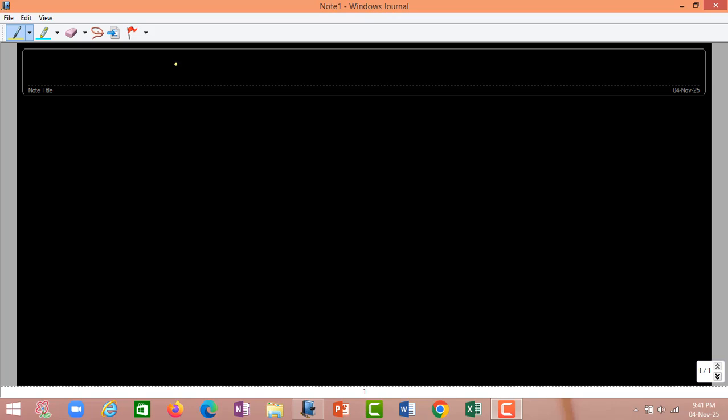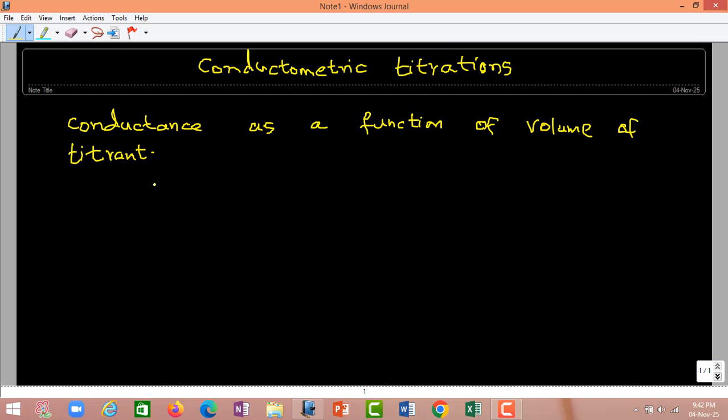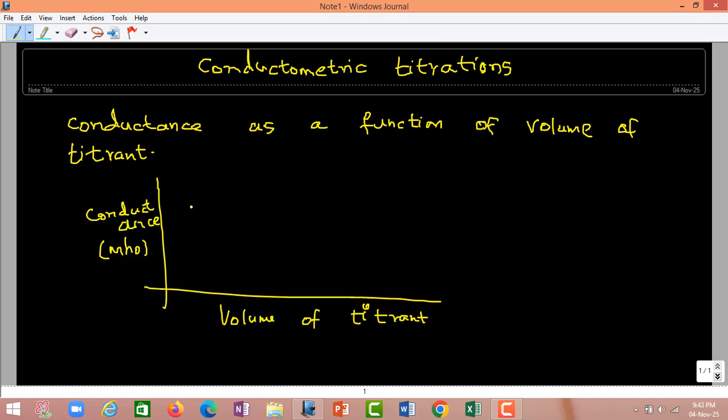Today we are going to discuss conductometric titrations. In conductometric titration, we measure conductance as a function of volume of the titrant. We draw a graph between conductance and volume of the titrant. For example, for strong acid, strong base, we get a graph like this. This point of inflection is the end point of the titration.